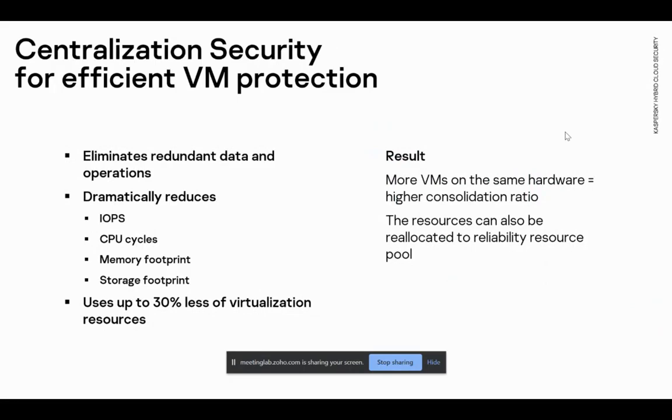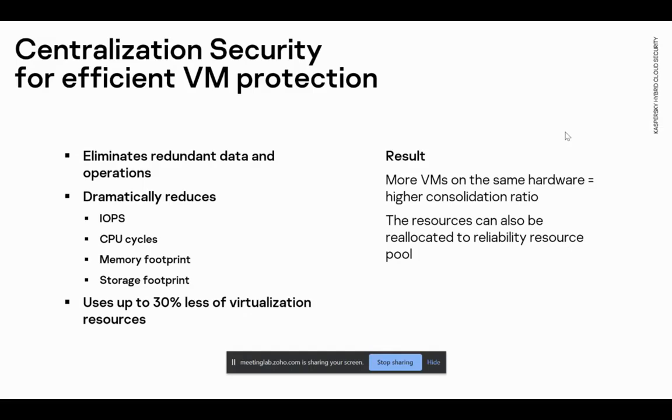So, centralization of security for efficient VM protection. Centralizing your security is a must for efficient protection of a virtualized environment. It eliminates redundant data and operations, so you don't need to scan things over and over again. If something is found by one particular endpoint, it can be shared across. We'll see what centralized security means, and how we do it with our light agent and agentless technology. We'll see that shortly.